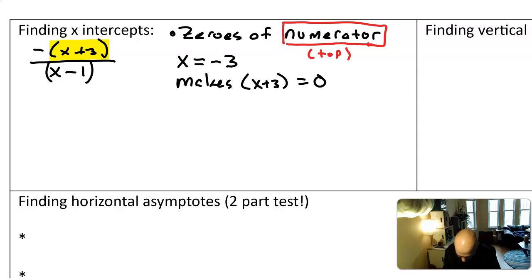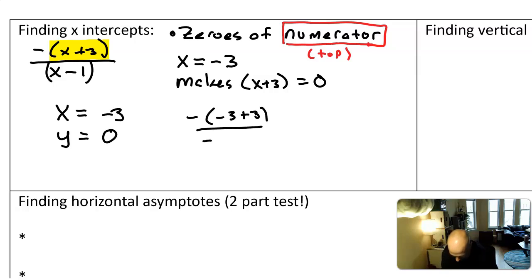So we're going to have an x-intercept at x equals -3. So the x-intercept will be y equals 0. Let's just check it out. Let's plug that in. So it'd be -3 plus 3 over -3 minus 1. Oh my gosh, it's 0 on top. -4 on the bottom, it doesn't even matter. That's just 0. So that's why the zeros of the numerator cause that, they just make the whole fraction 0. So that's how you find your x-intercepts. They're easy. They're the zeros of the numerator.